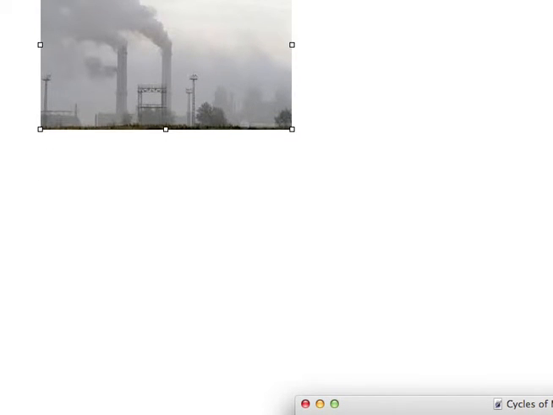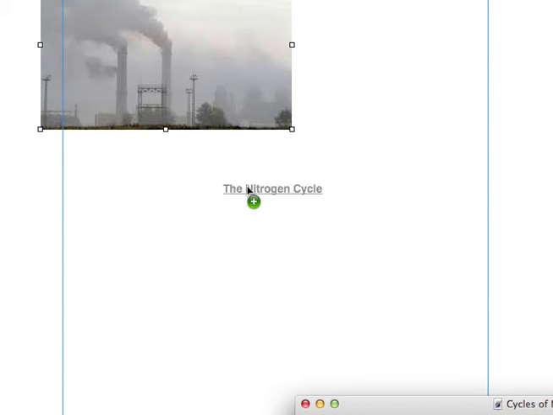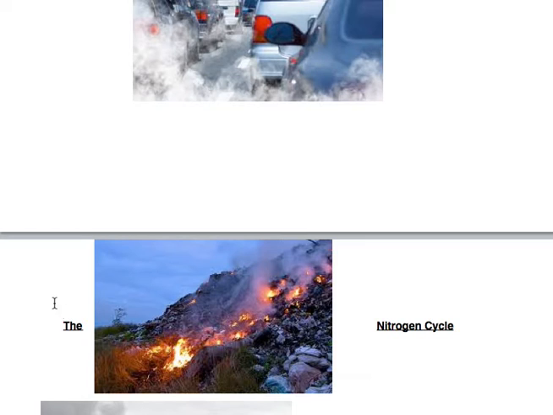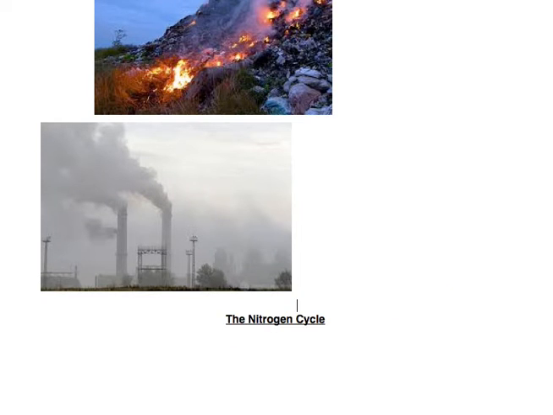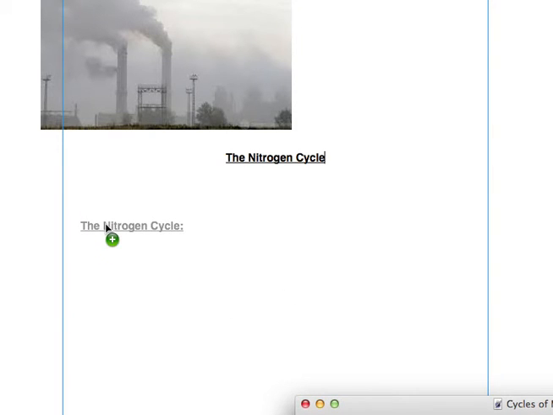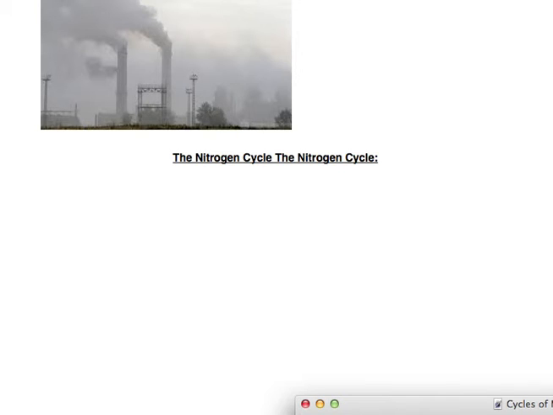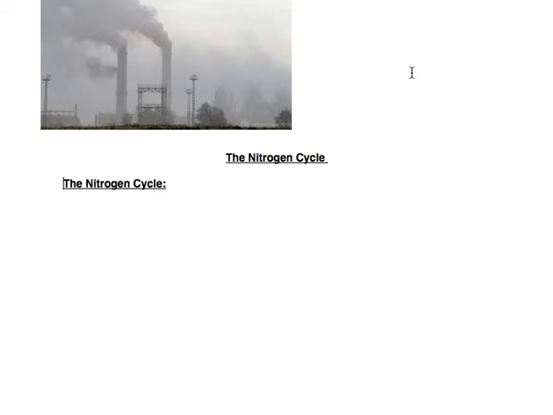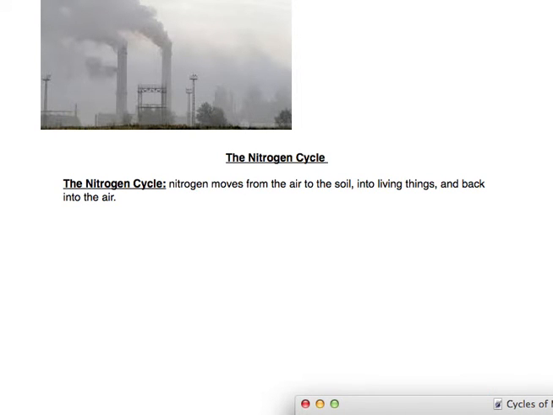And the last cycle we're going to talk about today is something called the nitrogen cycle. That's the next heading you need to have on your piece of paper, the nitrogen cycle. And what the nitrogen cycle is, it's the movement of nitrogen from the air to the soil into living things and then back into the air.